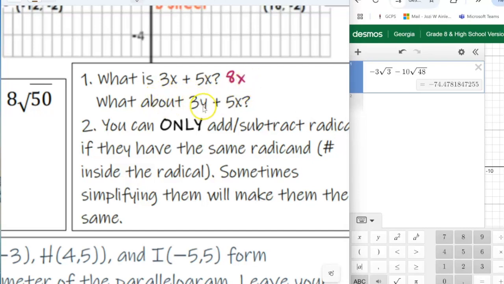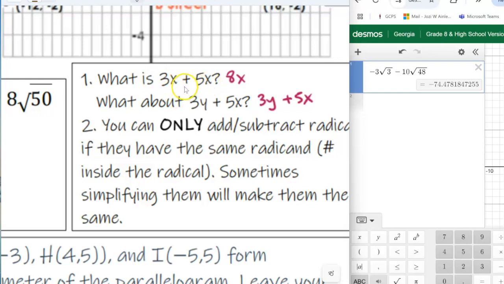Okay, what about 3y plus 5x? So again, let me give you that in terms of fruits. Let's say I have 3 oranges plus 5 apples. What does that give me? Well, you're not going to tell me that it gives you apple oranges, right? You're going to say I have 3 oranges and 5 apples. So this does not combine because the variables are different. I cannot combine the coefficients because the variables are different. So this simplifies to the same thing: 3y plus 5x. I cannot combine them. So that is the big idea when it comes to adding and subtracting radicals.